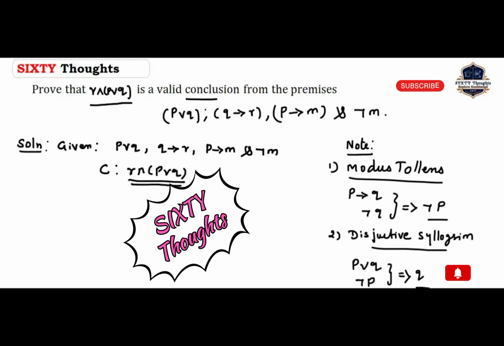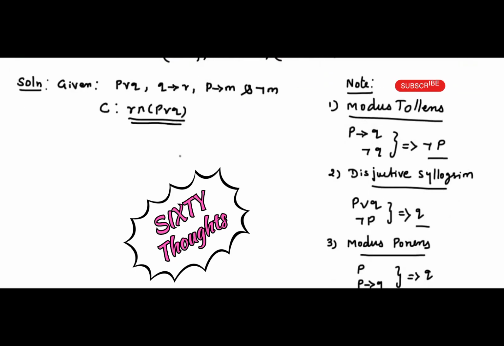Here in the conclusion statement, how many variables are there? Three variables, and two different connectives. Coming to the given premises, only two different variables are there, right? Before we solve this problem, first we recollect some important results.